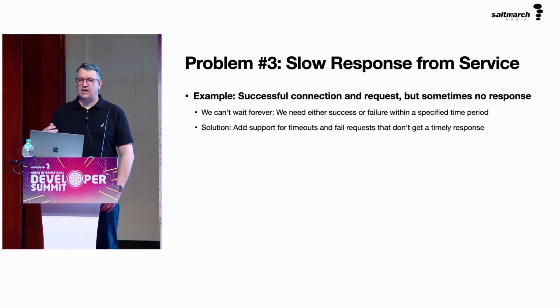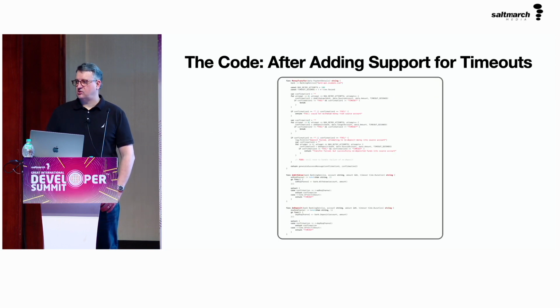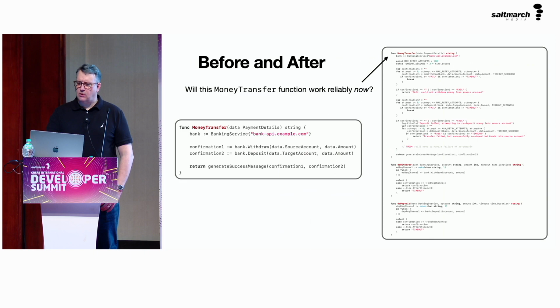So the solution to that is to implement support for timeouts so that you say, we'll wait a maximum of 60 seconds, for example, for the response to come back. And if we don't get it, then we'll consider that request failed and we'll issue a new request or we'll print out an error message or whatever. So you add support for timeouts, and then this is what the code looks like. So looking at the before and after, when we went from 4 lines of code, that's the happy path, right? And then on the right side, we have a little more than 70 lines of code. And so that's the reality.